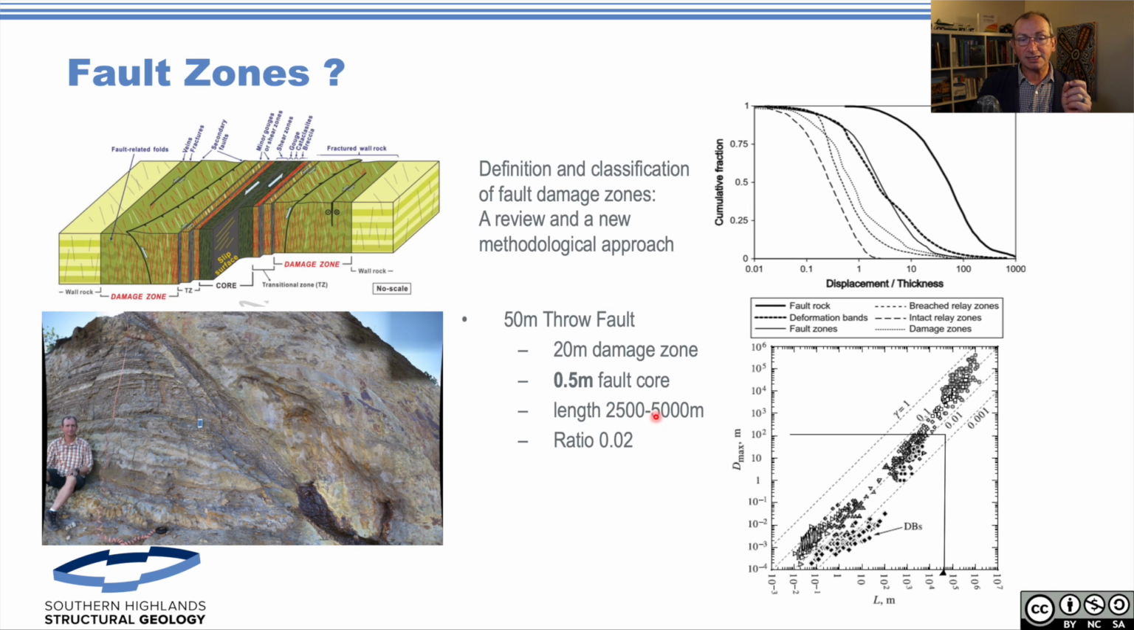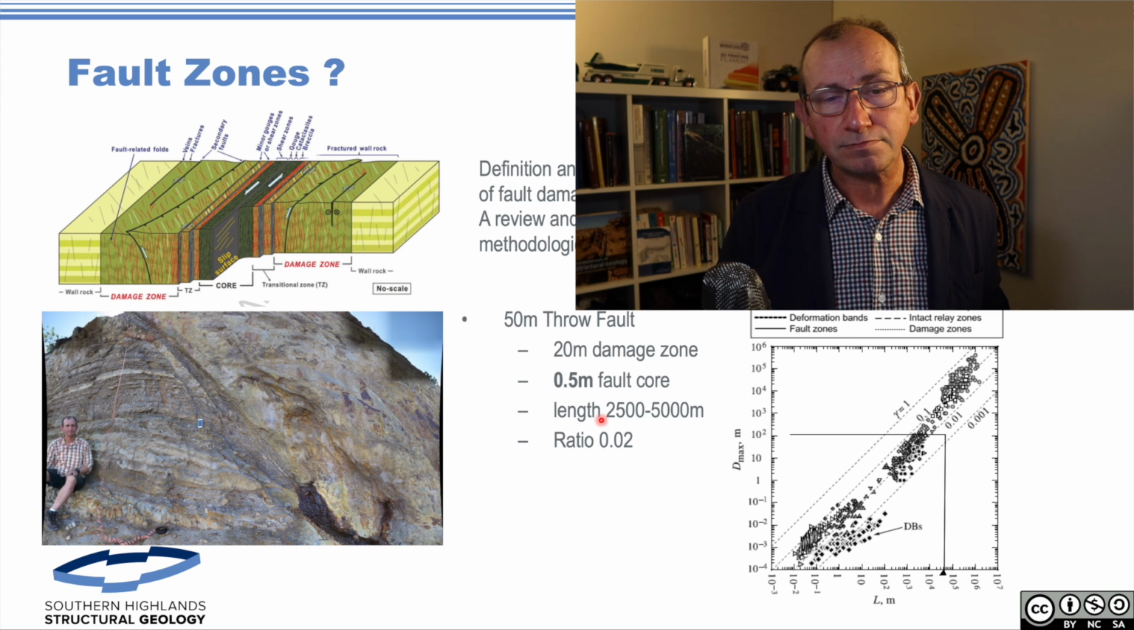So that gives me an aspect ratio of 2,500 to about 5 kilometers, which gives me an aspect ratio of 0.02. What I've done is, as I said, a 50 meter throw fault, I've used Schultz and Fossen's plot. I can then say this is what my length is, 50 meters ends up here. There's a set of relationships that Conrad Childs has put together that I can use to ask, well, what's my displacement thickness? So we can estimate these values reasonably well.